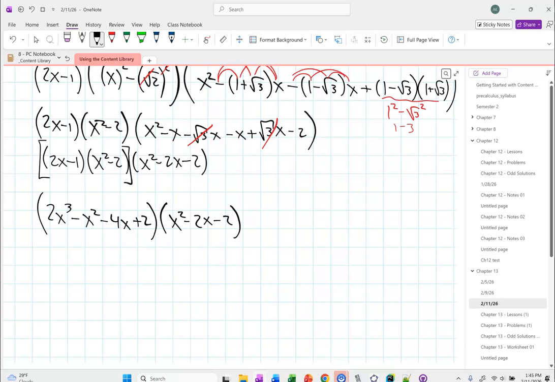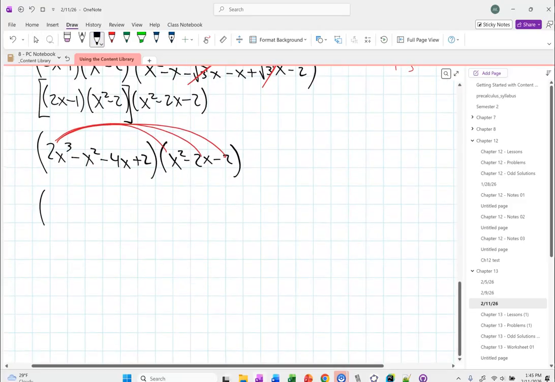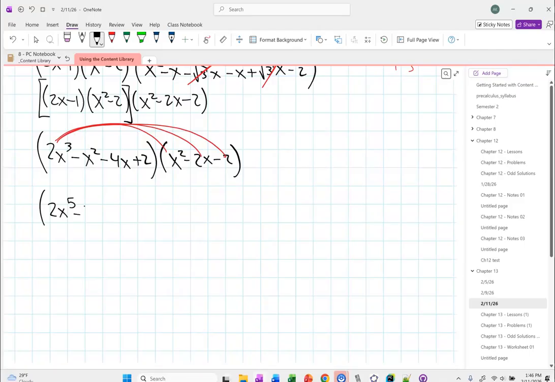Everybody okay with what I did there? Just a little FOIL. And now I got to do like this extended FOIL here, right? So basically all I'm doing is making sure everything in the first parenthesis multiplies everything else in the second parenthesis, right? So for example, the first term I'll have 2x to the 5th, and then minus 4x to the 4th, and then minus 4x cubed, and then I'm just going to keep going.